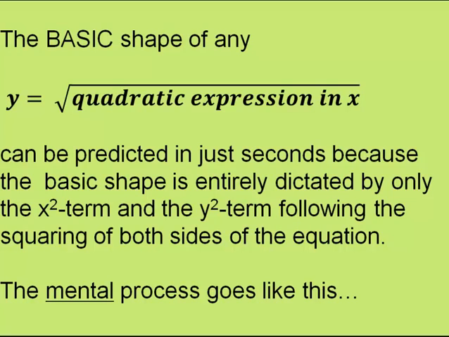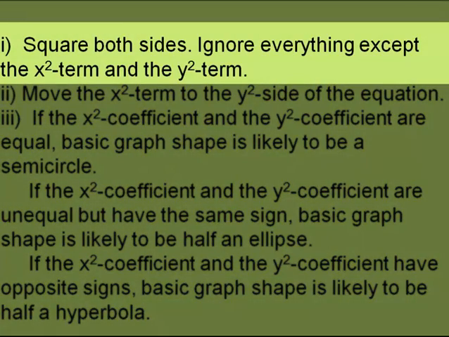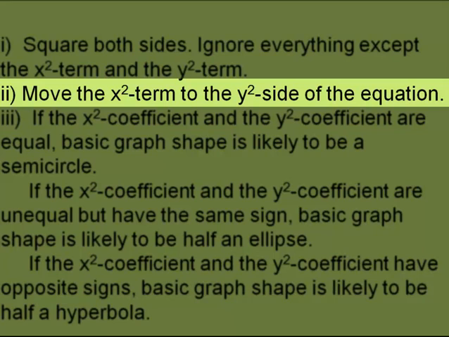Alright, so how can this be done? Well, the reason this is doable so simply is that the graph of this sort of function, after you square both sides of this equation, everything is dictated by the x squared and y squared terms. And you just do a simple mental process, which goes about like so. First, you square both sides, and then ignore everything except the x squared term and the y squared term. Then you'd mentally move the x squared term to the y squared side of the equation. Now you're ready to make a conclusion, and much of it falls back on your knowledge of conic sections.